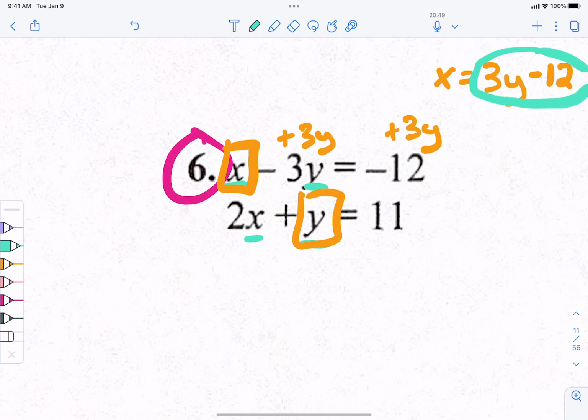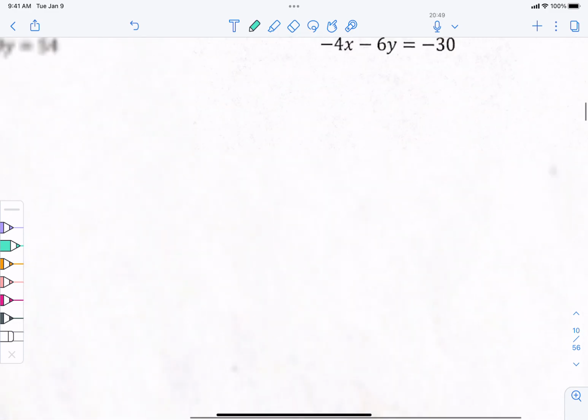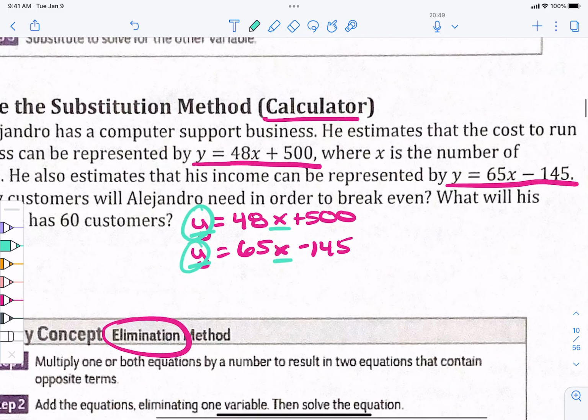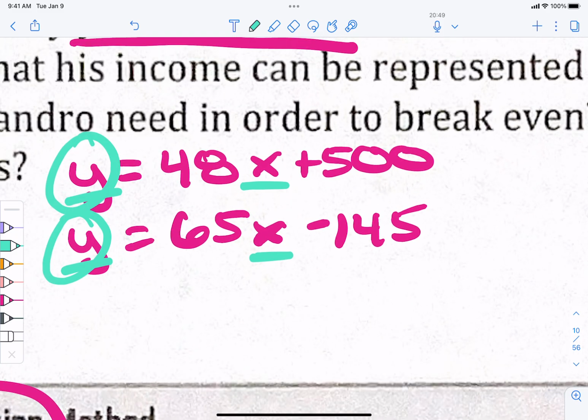3y minus 12 can get plugged in for x down there, right? That's what we're going to be doing when we substitute, okay? So let me go back up to the example up above there and show you how this works. So we have y solved for on both of them, which is really nice.